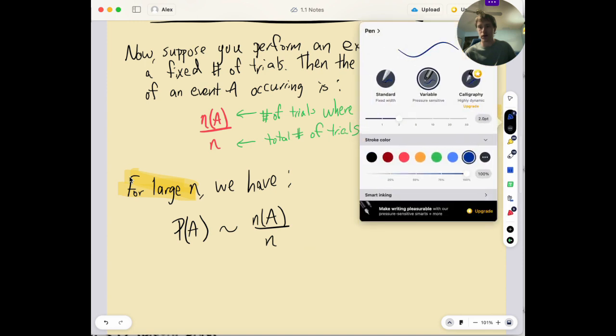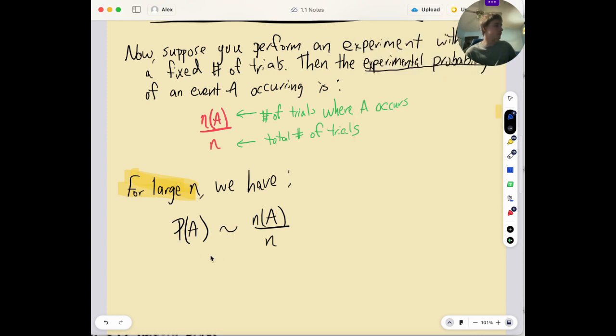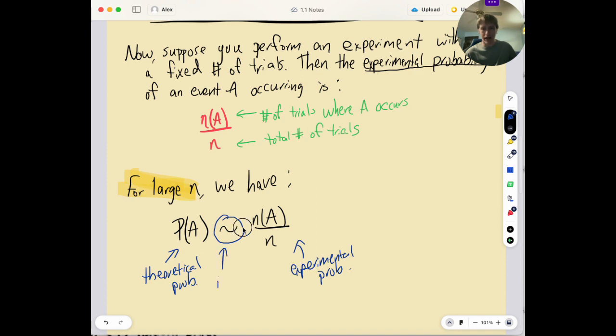maybe I'll do it in blue here. So this is the theoretical probability. This is the experimental probability. And this symbol technically means is asymptotic to. Really just means that for large enough n, it's on the same level, plus or minus a tiny bit.